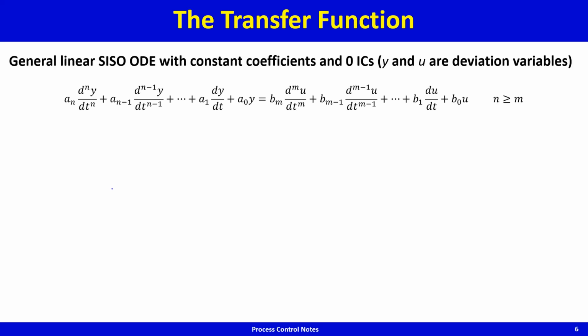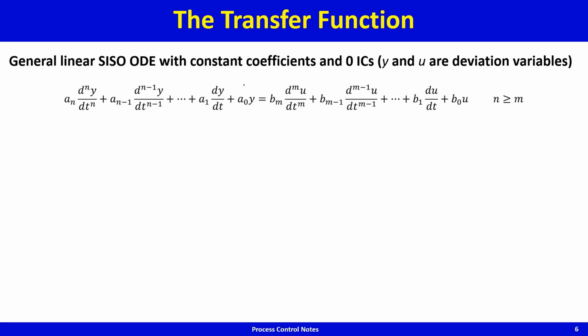Consider a general linear single input single output ordinary differential equation with constant coefficients. That's a linear time invariant system; the coefficients are time invariant. Zero initial conditions are obtained when you have y and u as deviation variables. So the most general form is as stated above, and you can always divide by, say, a naught and get this coefficient to be 1, which is what I like to do. But nevertheless, let's say this is your differential equation.